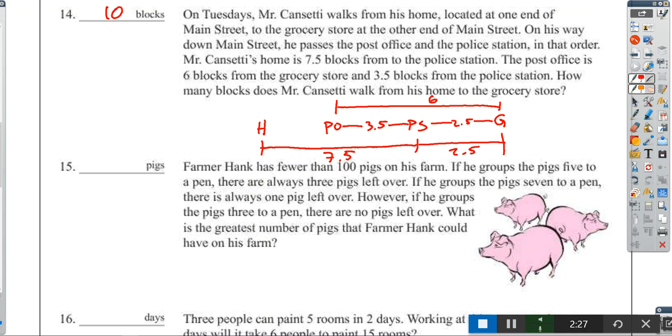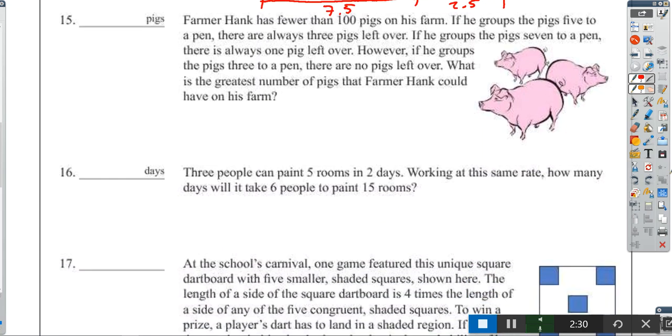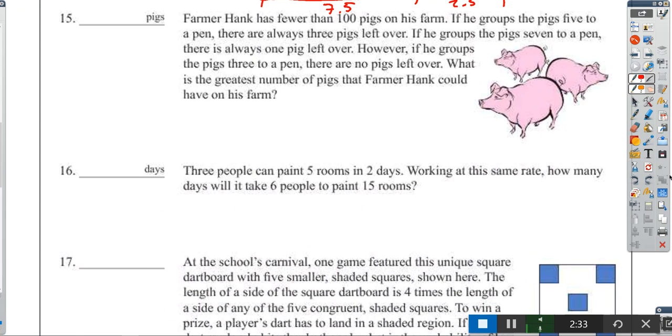Farmer Hank, reminds me of our former student. Farmer Hank has fewer than 100 pigs on his farm. If he groups his pigs 5 to a pen, so groupings, there will always be 3 pigs left over. So I'm going to call that remainder. So if he groups them in 5, he'll have 3 left over. All right. However, if he has 7 pigs to a pen, there'll always be 1 pig left over. And if he has 3 pigs to a pen, no leftovers.